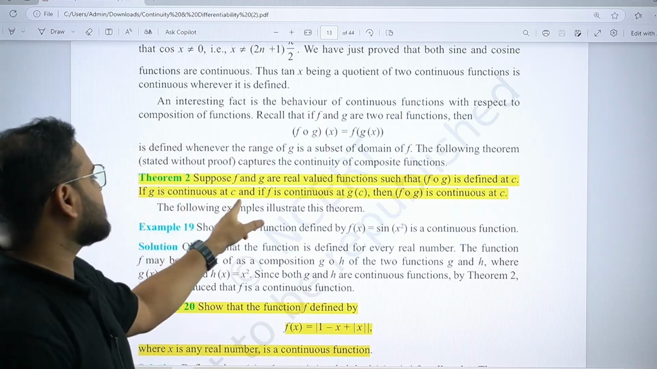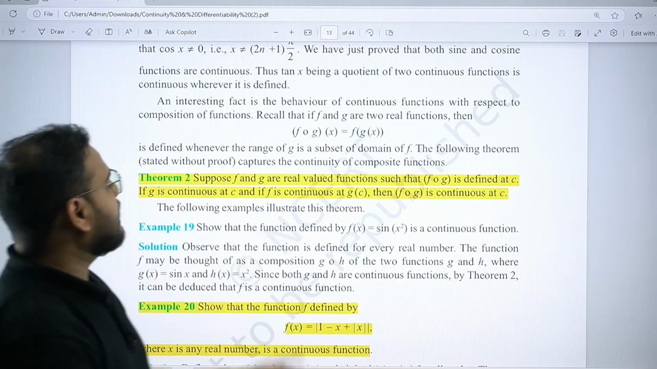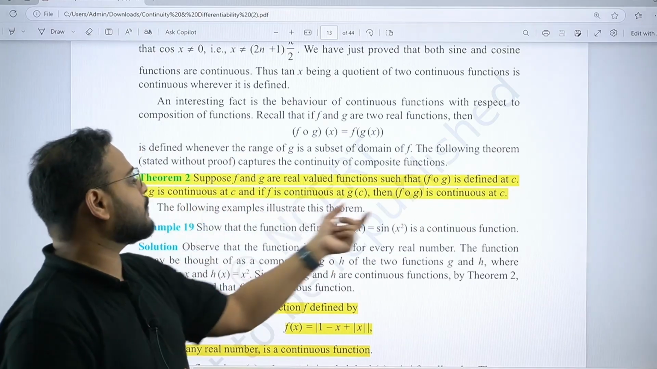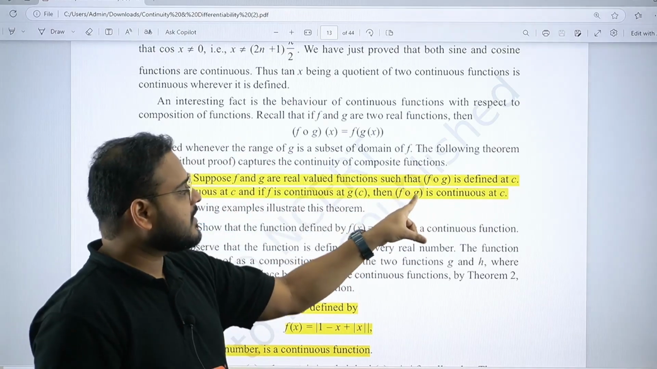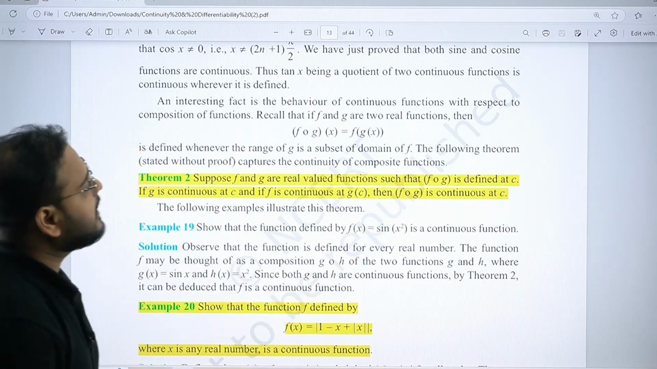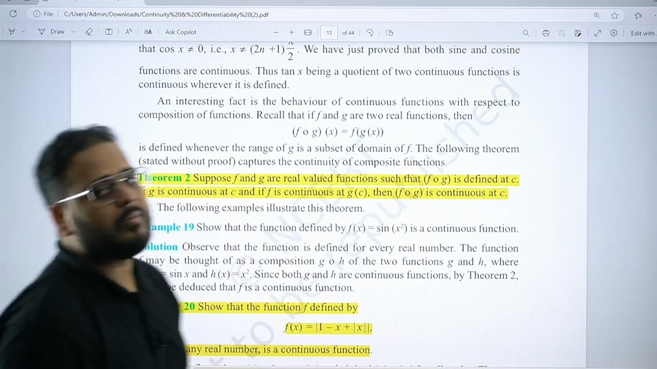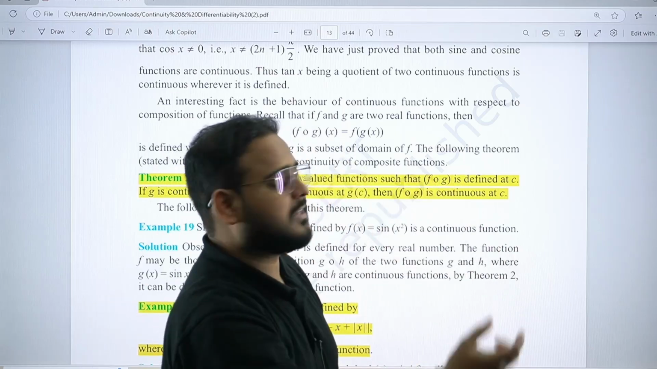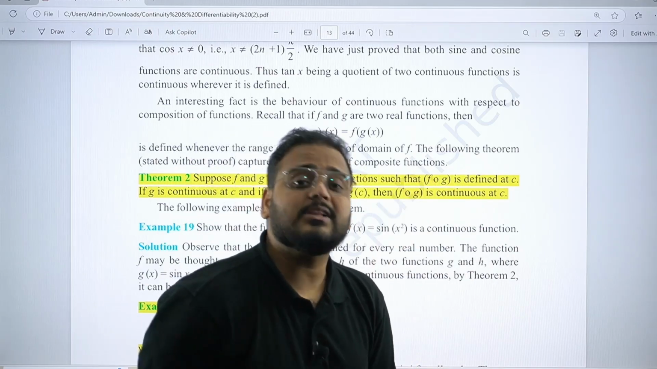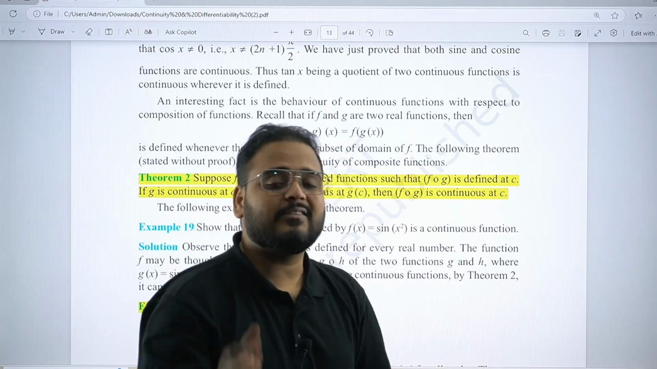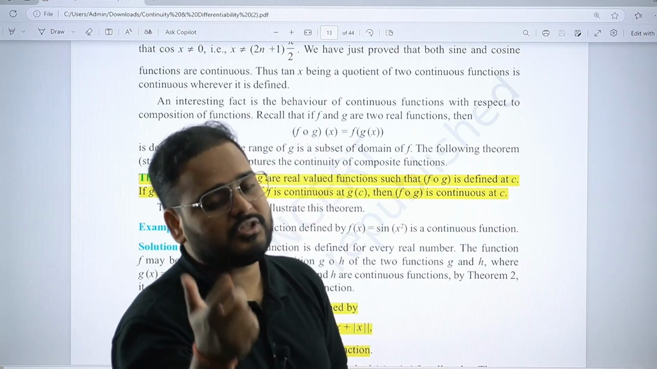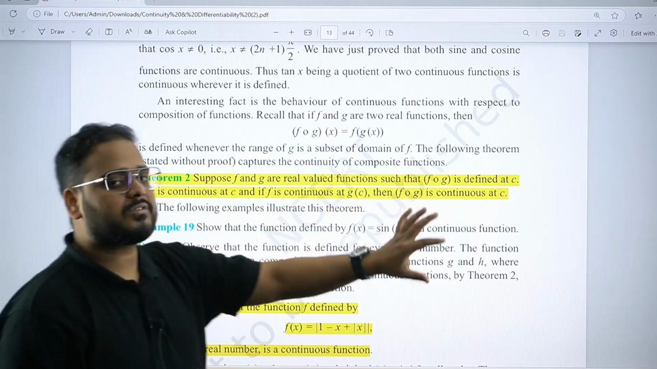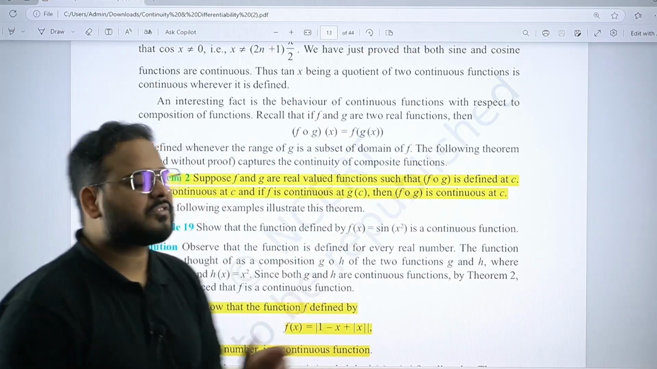If g is continuous at c and if f is continuous at g(c), then f∘g is also continuous. Because f of g of c, it means if f is continuous at g(c) and g is continuous at c, then f∘g will be continuous. Think about it, f∘g, so f of g of c. So g has to be continuous at the point c, and f has to be continuous at the value of the function value g at c. So if f is continuous at g(c), then you can say f∘g is also continuous at c. Again, the composite functions continuity.